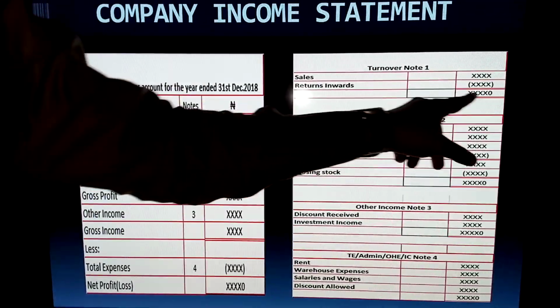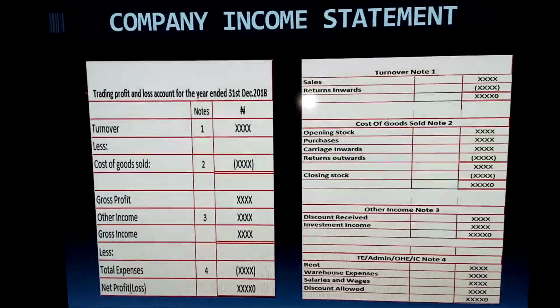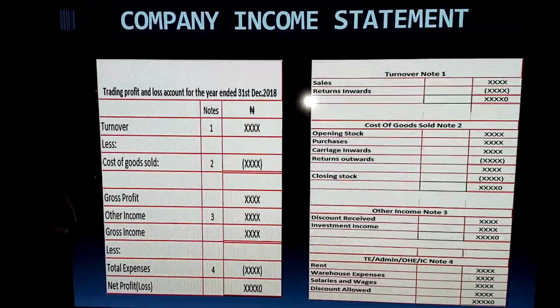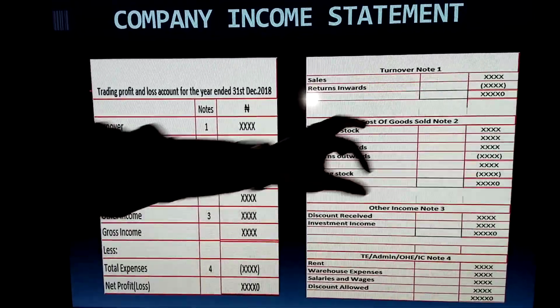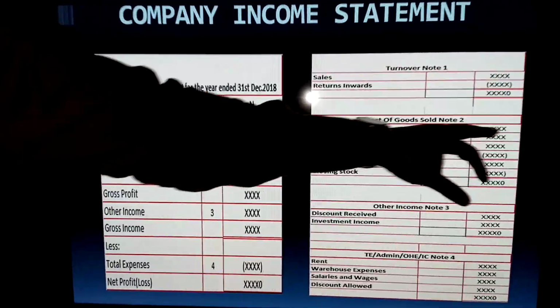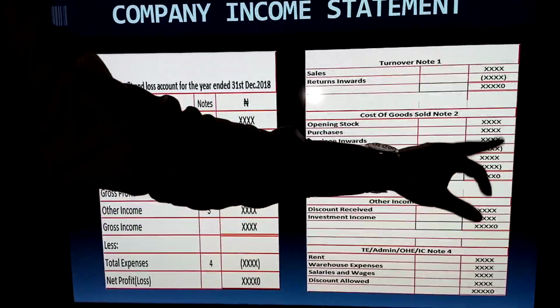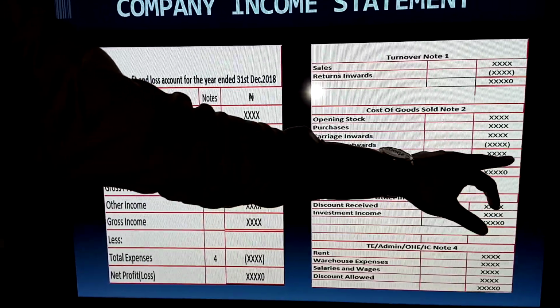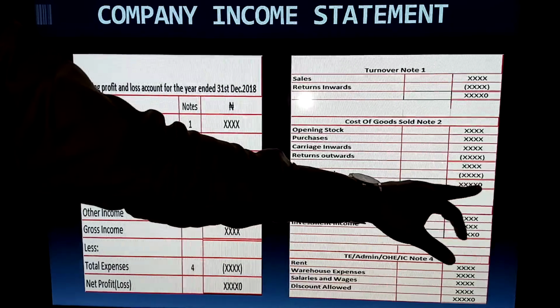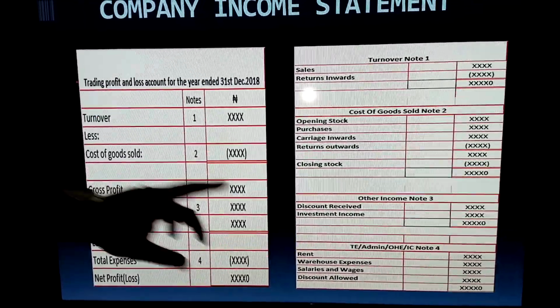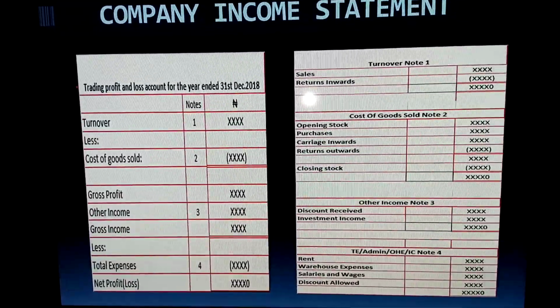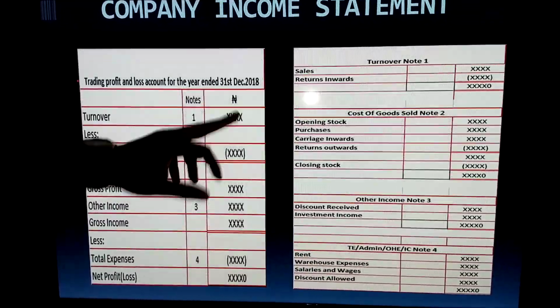Returns inward, take it out. So this is what you have here. You less your cost of goods sold, note 2. How do you get your cost of goods sold? You have note 2 here: opening stock, add purchases, carriage inward is added, less returns outward. Then you less closing stock to get your cost of goods sold, right? Note 2 is showing how you have your cost of goods sold. Then you take out your cost of goods sold from your turnover, and you have your gross profit.